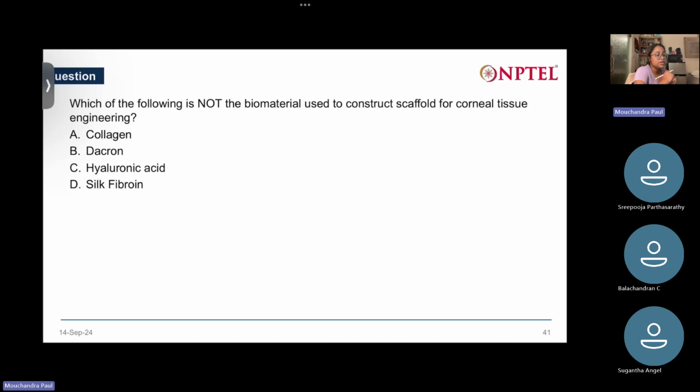Now, which of the biomaterials cannot be used, or is not suitable, for constructing a scaffold for corneal tissue engineering? Which biomaterial is not suitable for this application basically? Collagen, dacron, hyaluronic acid, silk fibroin.